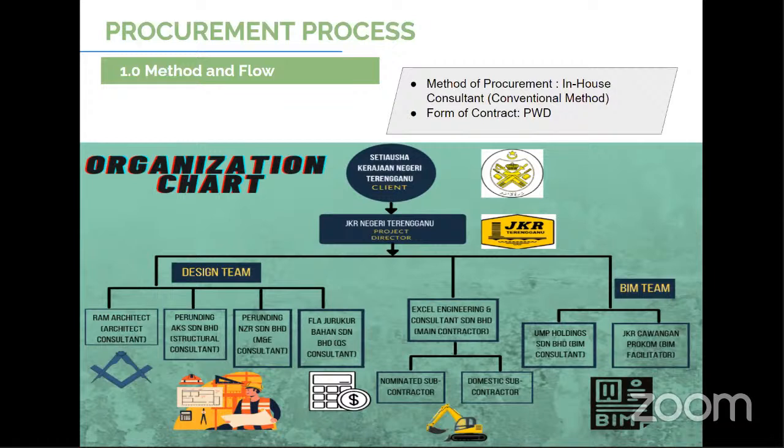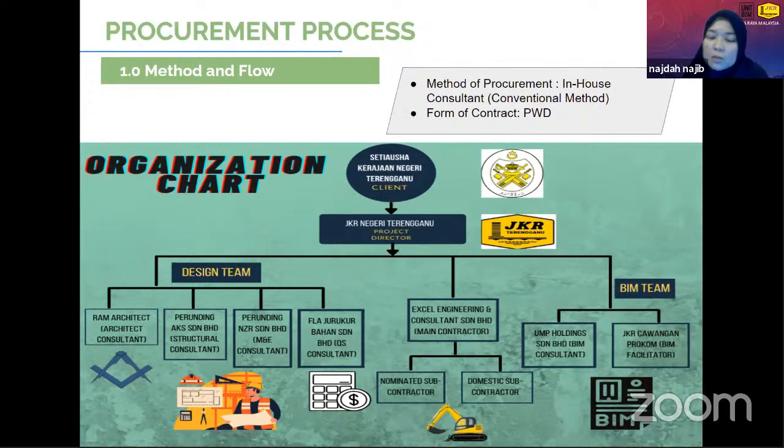All right. Thank you. I just want to point out that on this slide, the method of procurement is not in-house consultant, it's conventional consultant. In-house would be done in-house by JKR, like KK5, but this is conventional consultant. Conventional consultant means we have a CSA or MOA with another consultant, and then like what your lecturer mentioned before, there would be additional documents.